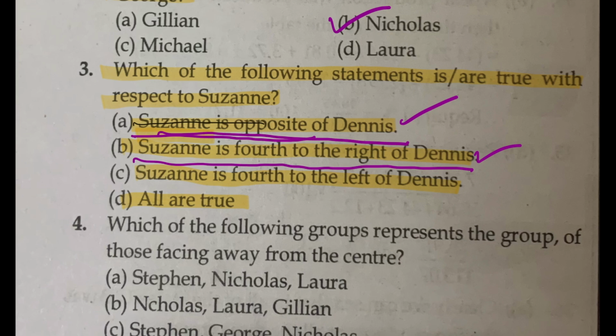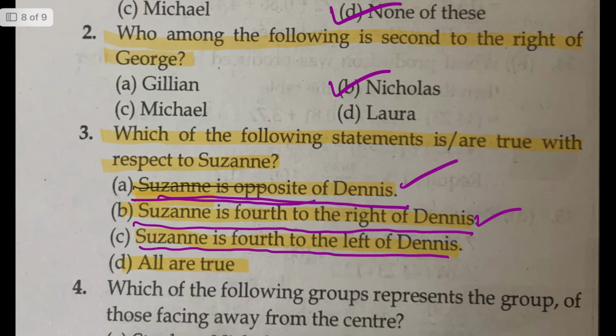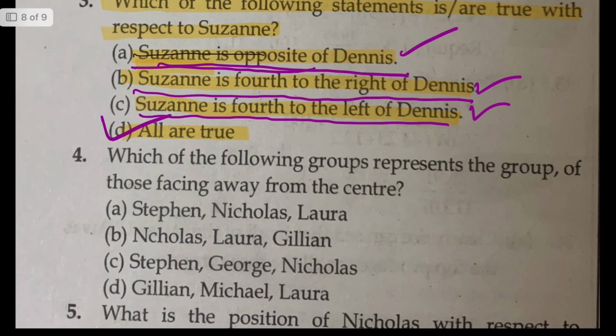And the third one, Susanne is fourth to the left of Dennis. So we'll check whether she is fourth to the left side also. The left side, 1, 2, 3, 4. So Susanne is fourth. It is also true. So the answer will be D. All are true. Okay. This is how you need to find out. We'll see for the fourth question.